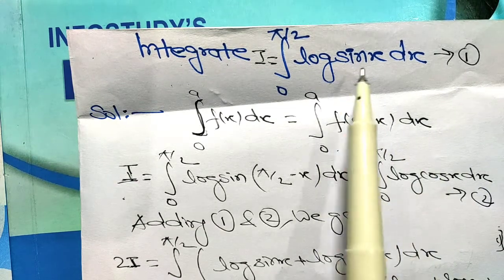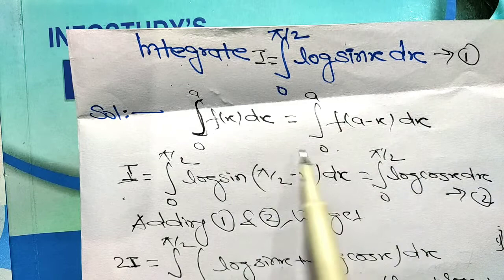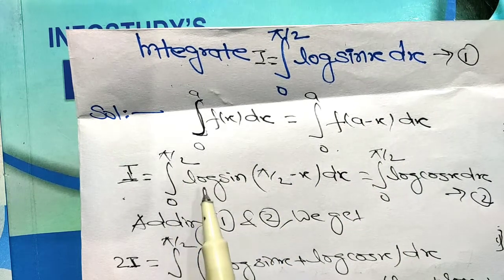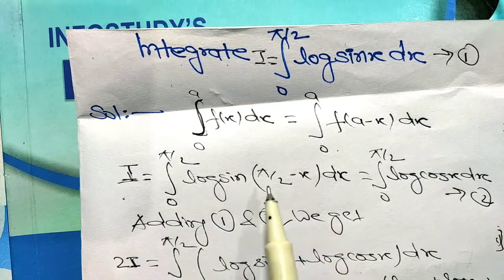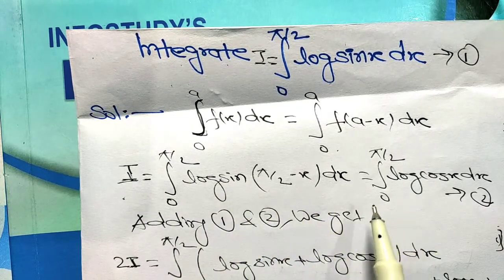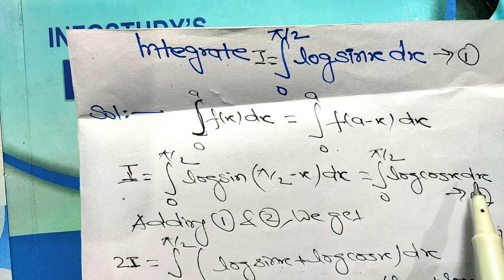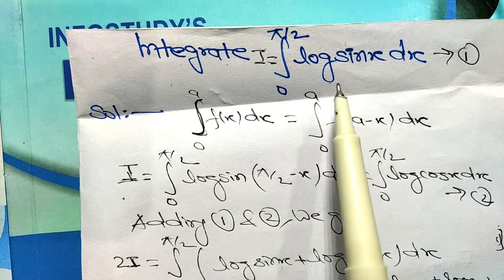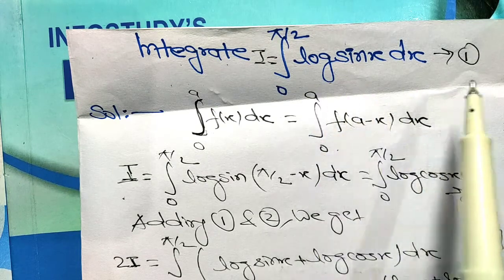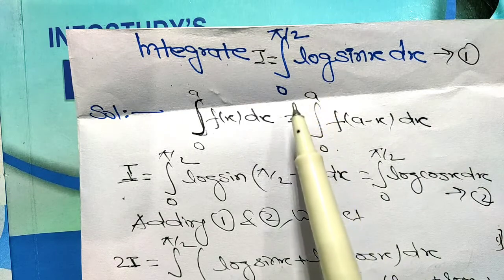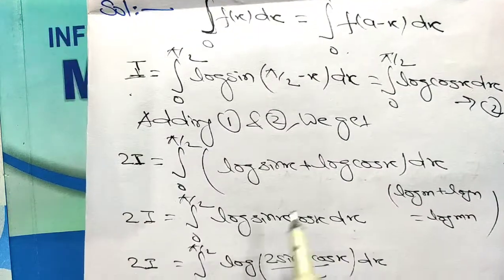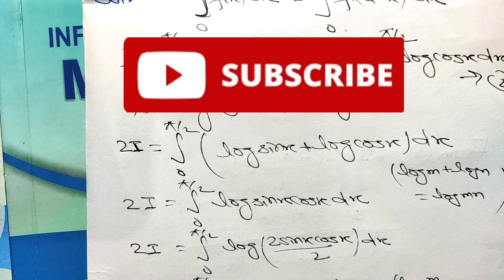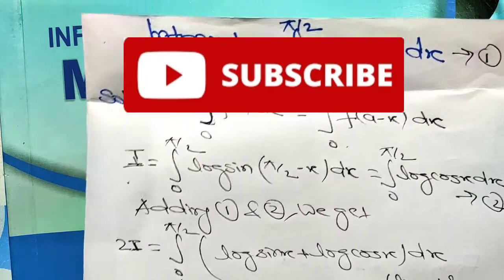Because if the question is log cos x, after applying this first property of definite integral, here we get integral 0 to pi by 2 of log cos(pi by 2 minus x). Cos(pi by 2 minus x) is sin x. So we get integral 0 to pi by 2 of log sin x dx. So again, the same procedure will be followed as we have done for log sin x. Equations 1 and 2 will get added, and we get the same 2I here. There is no difference in the process, so we get the same answer.